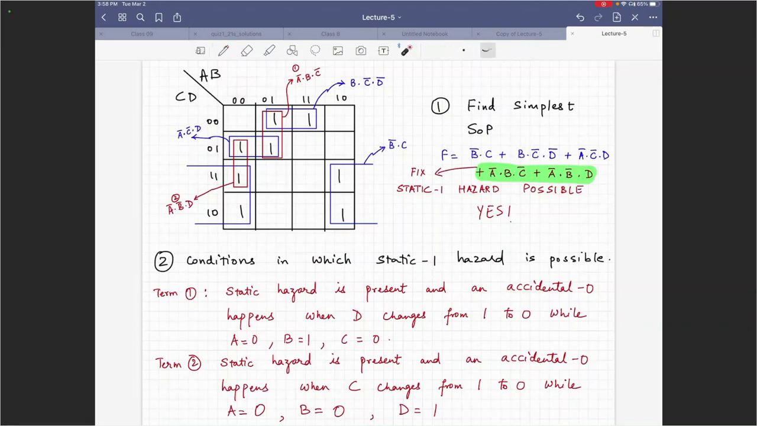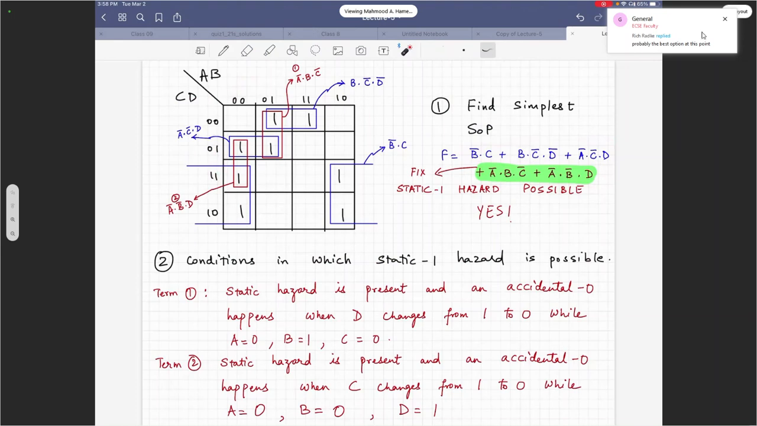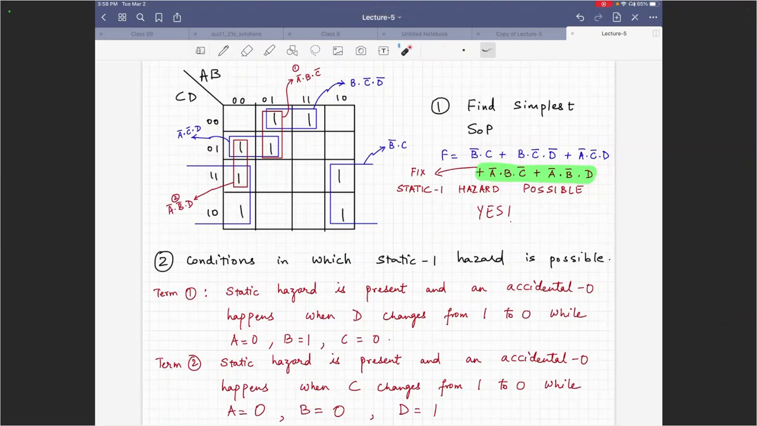So we started out with three product terms. We ended up with five product terms for the same logic function. In other words, they will have the same truth table. However, one had static 1 hazard present and the other did not. All right, so I hope you got a good understanding with that example.